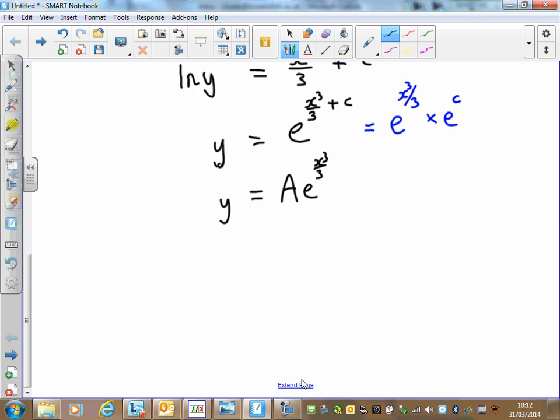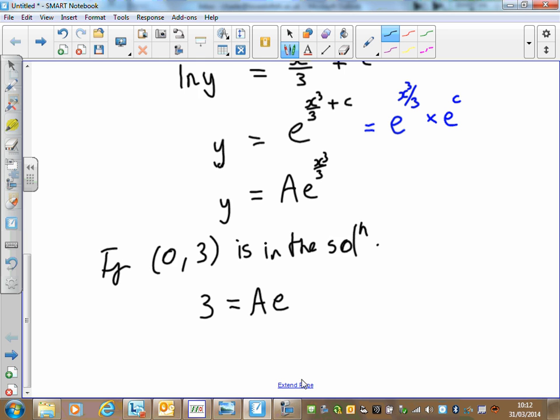How would we find a? We haven't got enough information in this question to start with, but how would we find a? Georgie? Exactly. If we had some coordinates, so if I say that (0, 3) is in the solution, then we can solve it to find a, because we substitute them in, so we get y is 3 is equal to a e to the 0 cubed over 3.